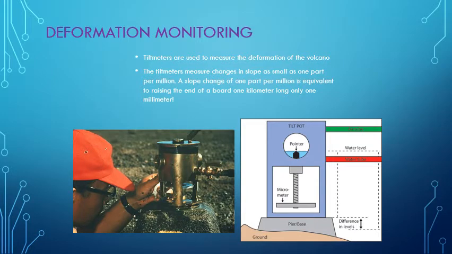Deformation monitoring. Any deformation on a volcano can be measured using GPS surveys or tilt meters. Tilt meters can measure tiny changes in the slope angle as small as 1 part per million. A slope change of 1 part per million, or only 1 millimeter, is equivalent to raising the end of a board 1 kilometer long.